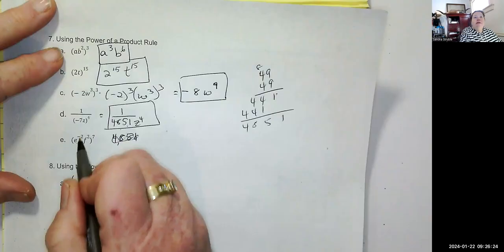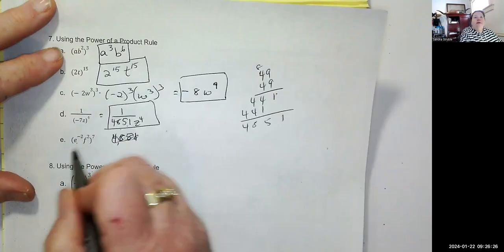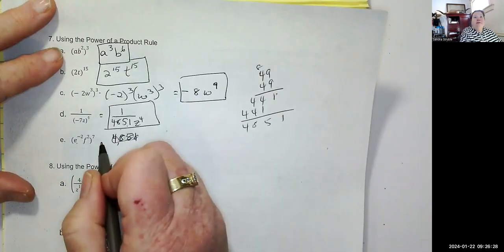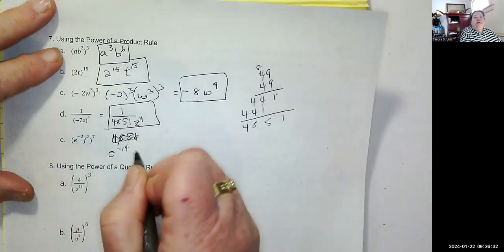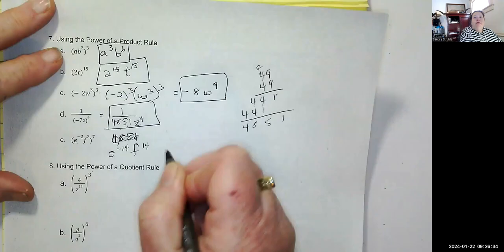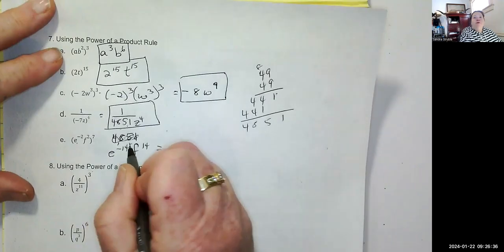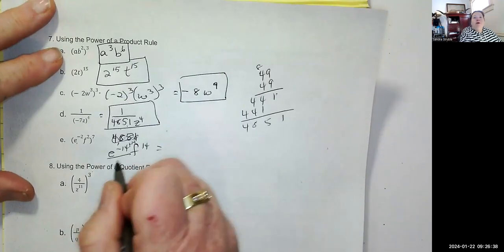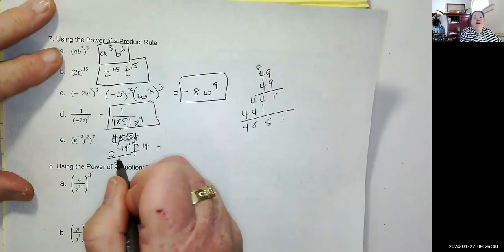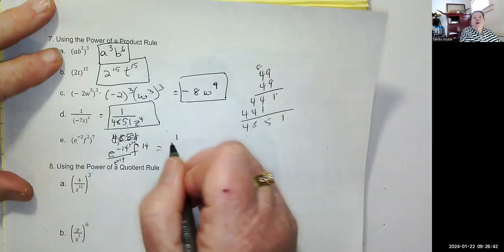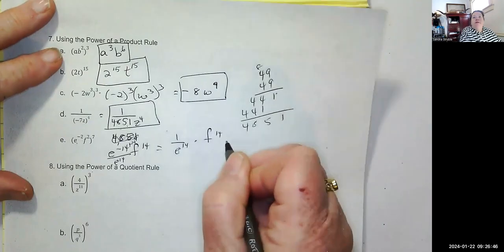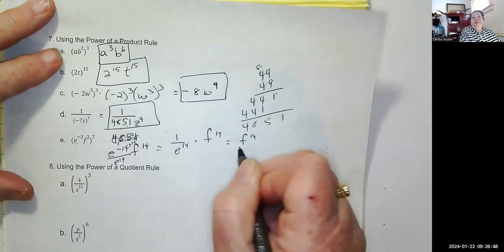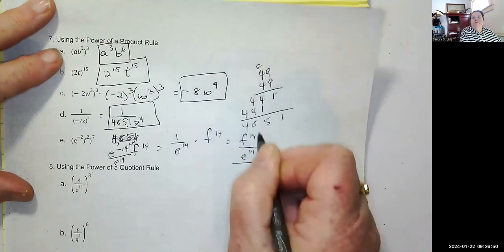The next one is e to the negative 2, f to the 7th, all of that to the 7th. First thing I'm going to do is my exponent of 7, so that becomes e to the negative 14, f to the 14. I'm going to add 14 to both the numerator and the exponents for the e. So I get 1 over e to the 14th times f to the 14th is f to the 14th over e to the 14th.